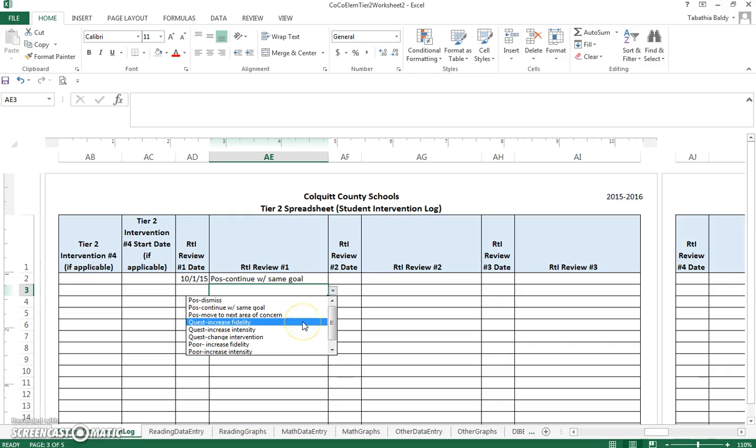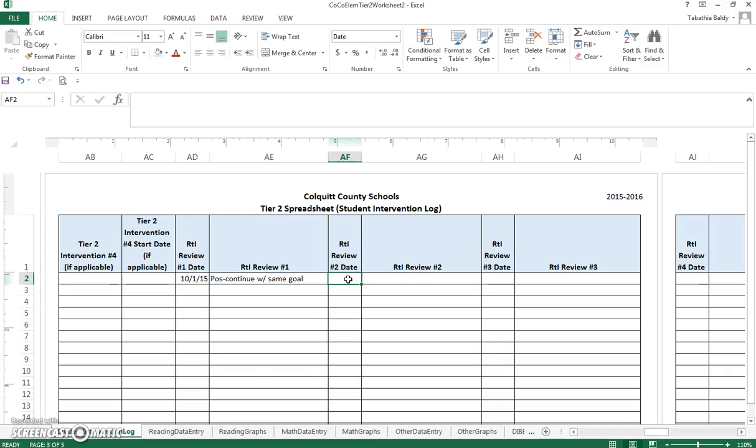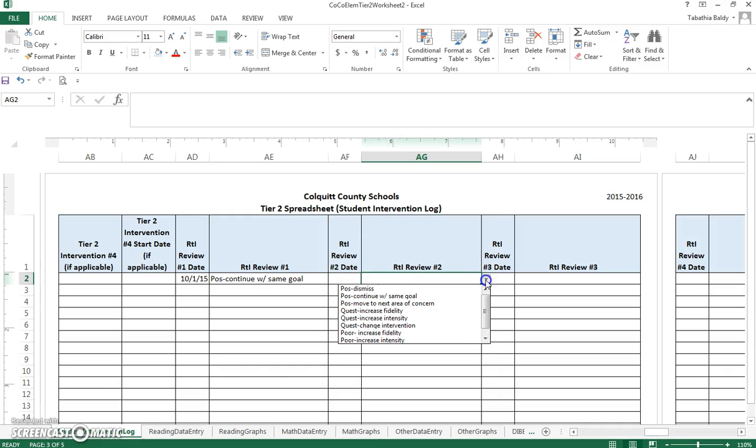You might determine that you needed to increase fidelity for James and maybe increase the intensity for Susie. So you would make that determination as a team. And each time you review the student's response to intervention, which is about every 4 to 6 weeks for students participating in Tier 2 interventions, you're going to come back to this section of your student intervention log. You're going to plug in the date and the student's response to intervention.